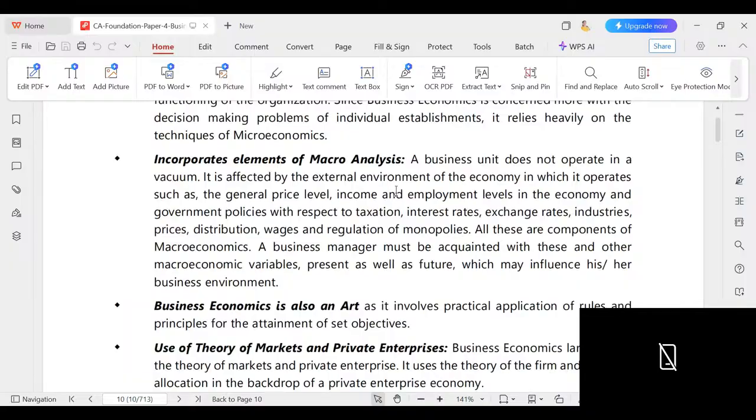The next one: it incorporates elements of macroeconomics. It does not operate in a vacuum. It is affected by the external environment of the economy in which it operates, such as the general price level and income and employment levels in the economy. That is why it is called incorporating elements of macroeconomics, or macro analysis.